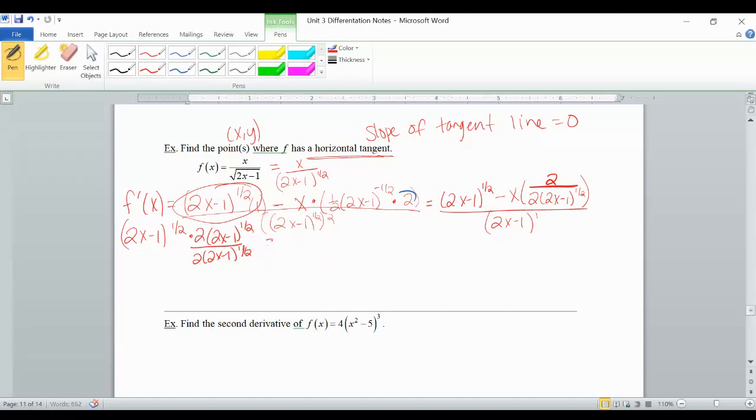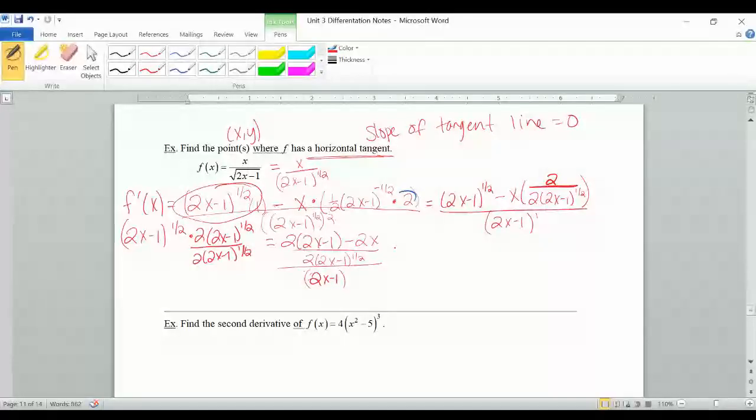So when I do that, 2x minus 1 to the 1/2 times 2, 2x minus 1 to the 1/2 becomes 2 times 2x minus 1. These have the same base, so you have to add the exponents. 1/2 plus 1/2 is 1, so you can just leave it like that. And then I've got minus x times 2 over this, so minus 2x. And this is all over 2 times 2x minus 1 to the 1/2 power, all over 2x minus 1. I know it looks kind of messy, but that's just where we're at here.